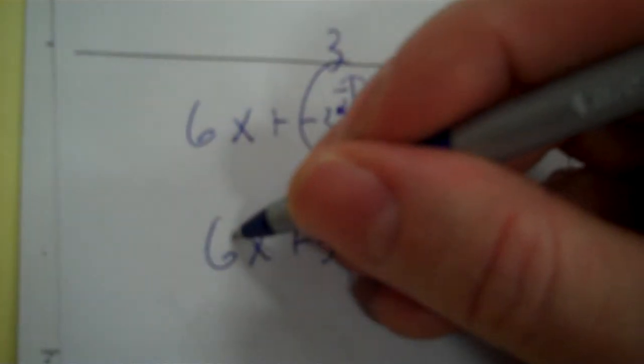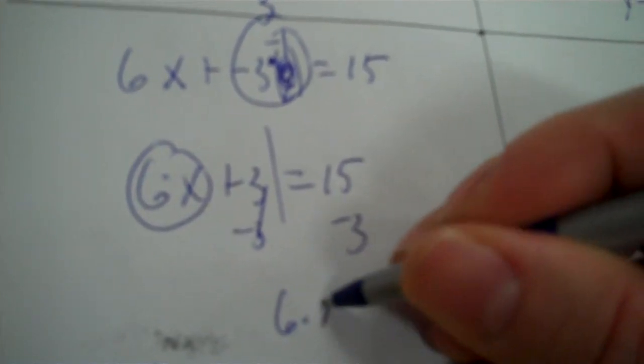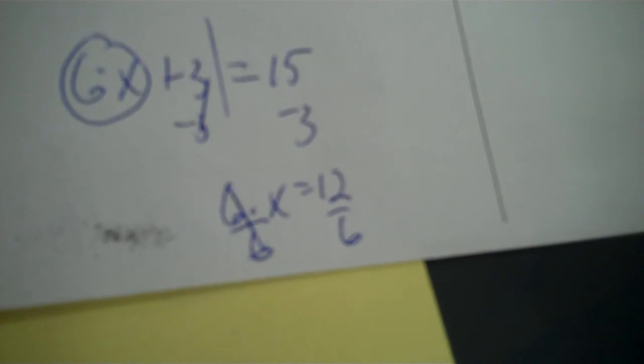Now I'm good to go. Take out your 3 by minusing, which is 12. 6 times x equals 12. Then divide by 6. And 12 divided by 6 is 2.